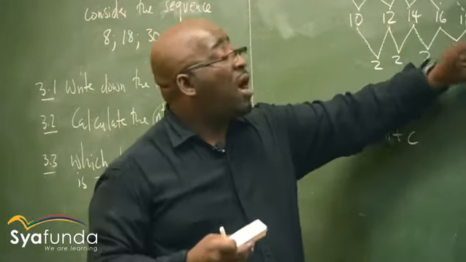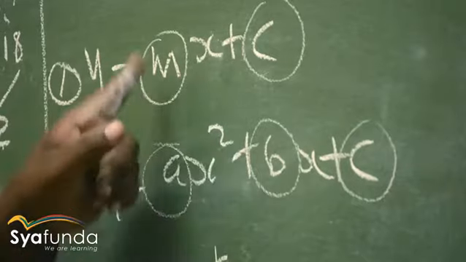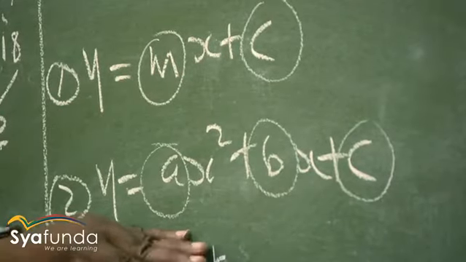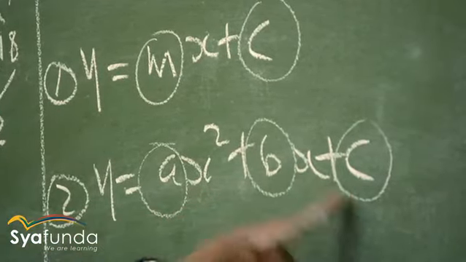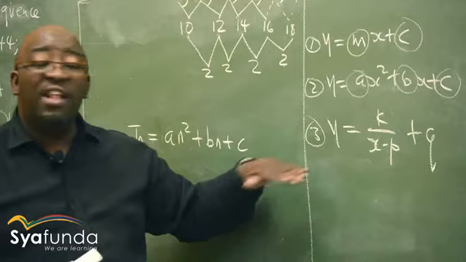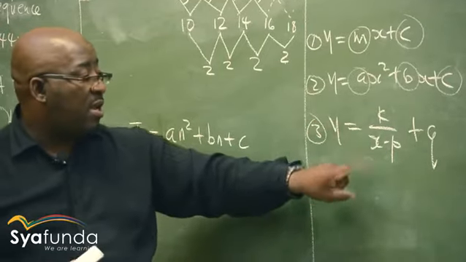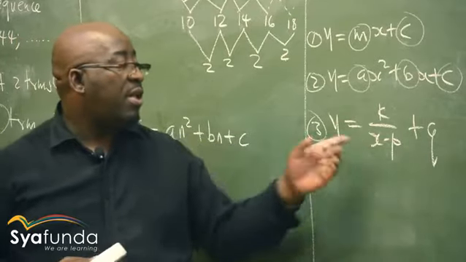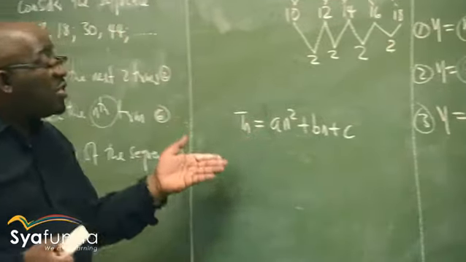Here, we find the equation, so we find A, B, and C. We also have to find the equation in this one, so we find K, P, and Q, in this hyperbola.